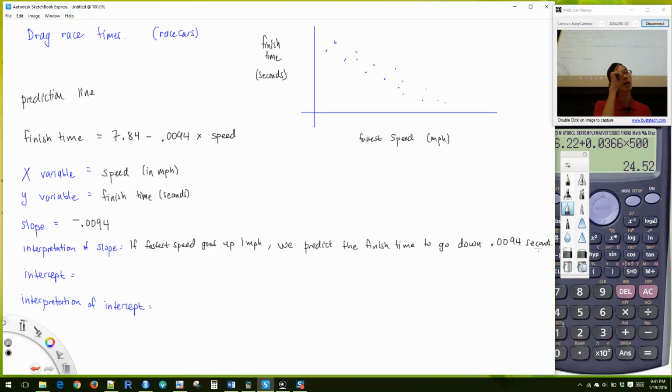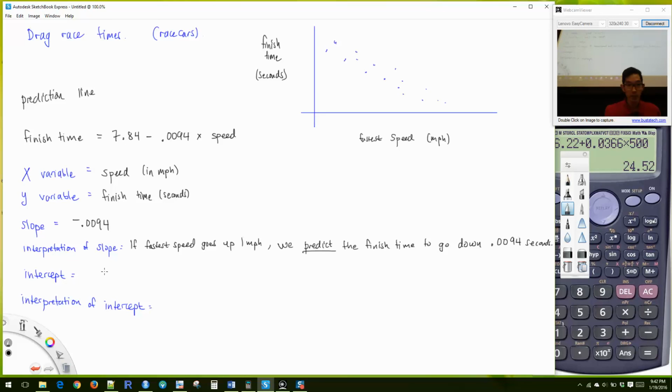So adding 1 mile per hour is not going to make a huge difference in terms of the actual clock time, but in terms of finishing first and second place, it might make a huge difference, right? So your finish time is going to go down just a tiny bit. And don't forget to include the word predict.